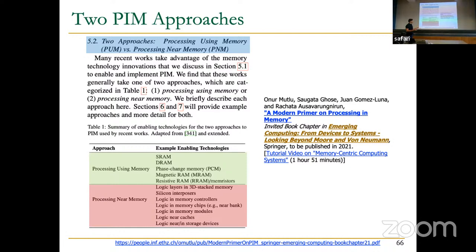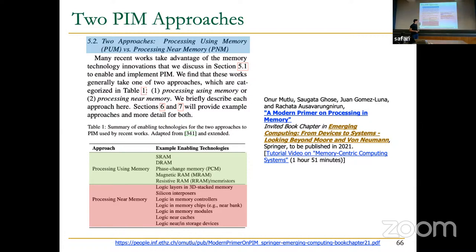There are different enabling technologies for both. We can do processing using memory with SRAM, with DRAM, with non-volatile memories, as you see, memristors, for example, are in this category. We will mostly focus today on DRAM because it's probably what is easier to enable, because DRAM is still the dominant memory technology.